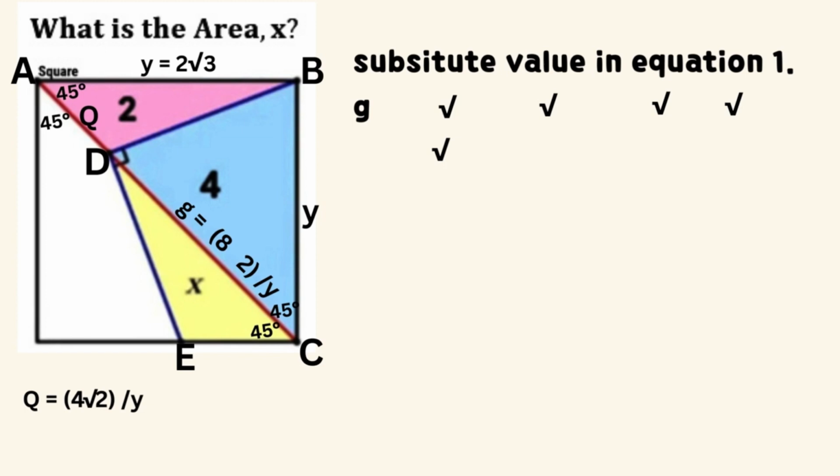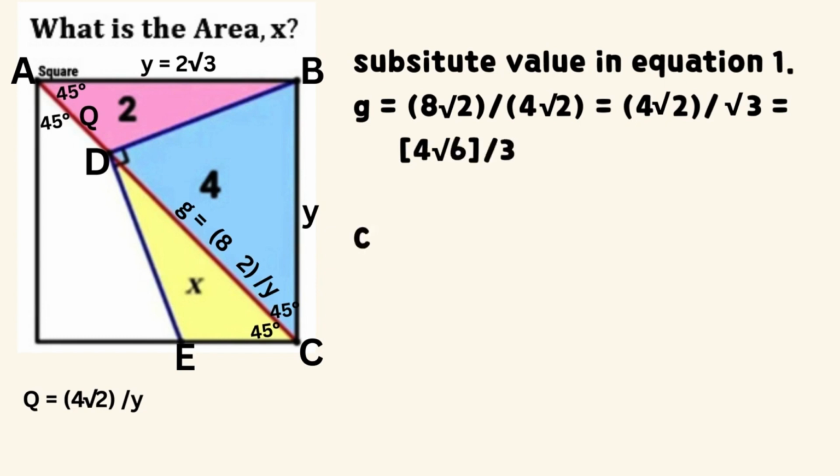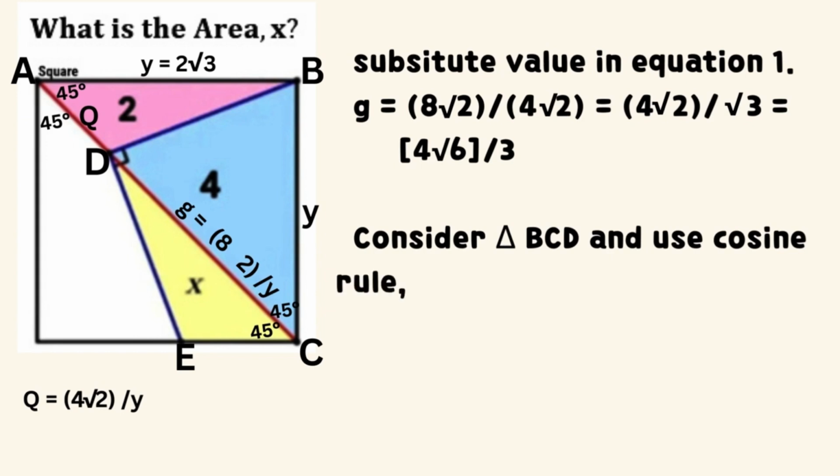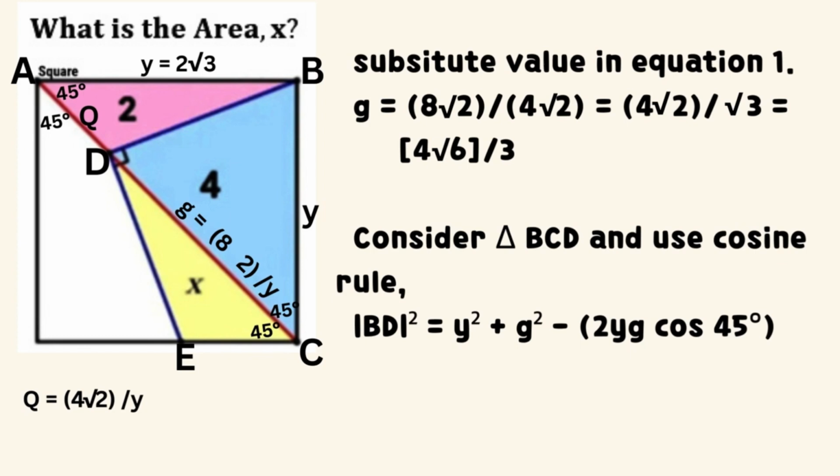After simplification, substitute the value in equation 1 and simplify to have that G equals the product of 4 and the square root of 6, all divided by 3.